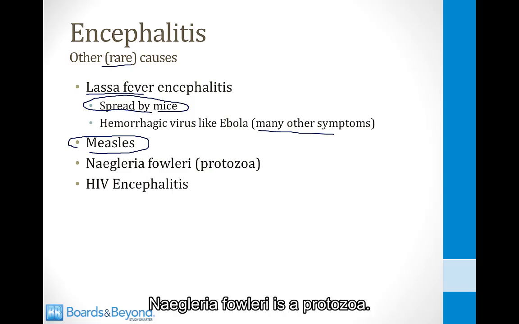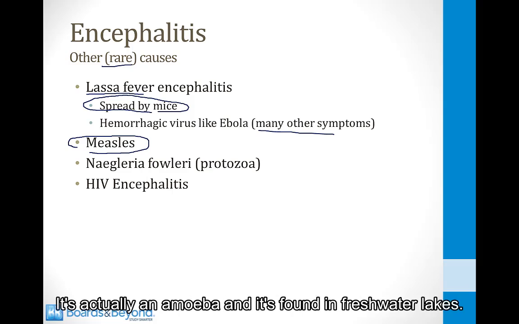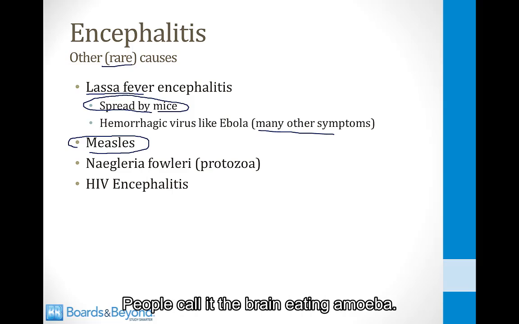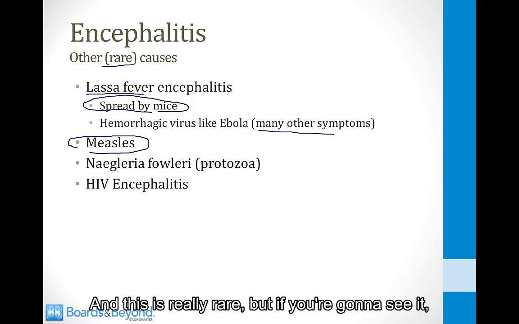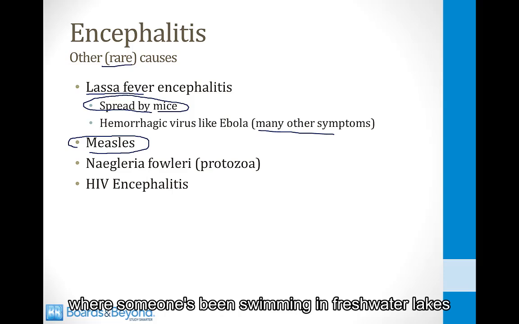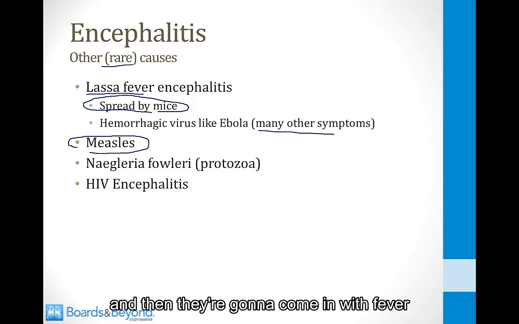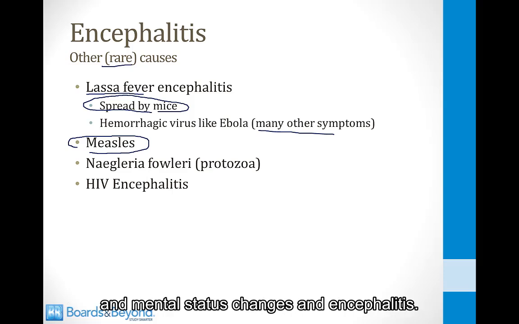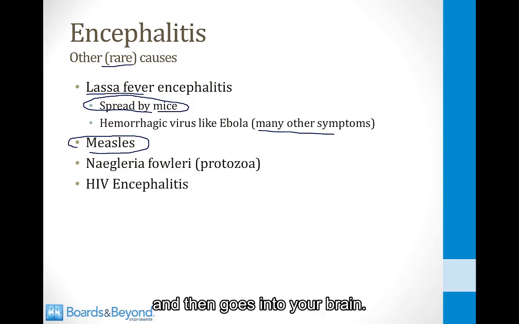Naegleria fowleri is a protozoa. It's actually an amoeba, and it's found in freshwater lakes. People call it the brain-eating amoeba, and this is really rare, but if you're going to see it, it's going to be a board question where someone's been swimming in freshwater lakes, and then they're going to come in with fever and mental status changes and encephalitis. Basically, the bug gets in through your nose and then goes into your brain.